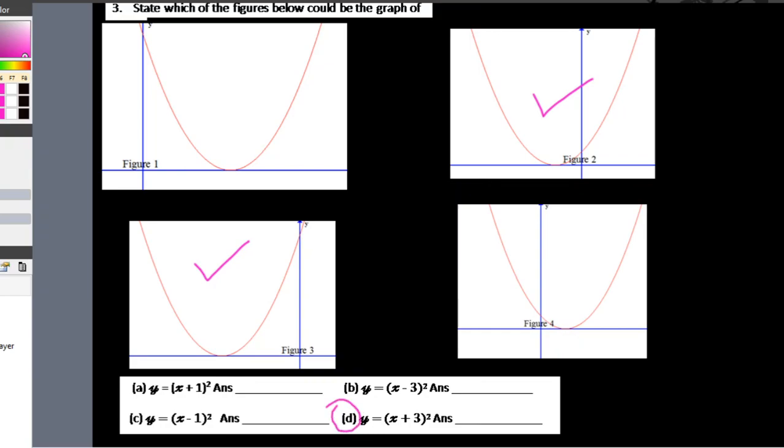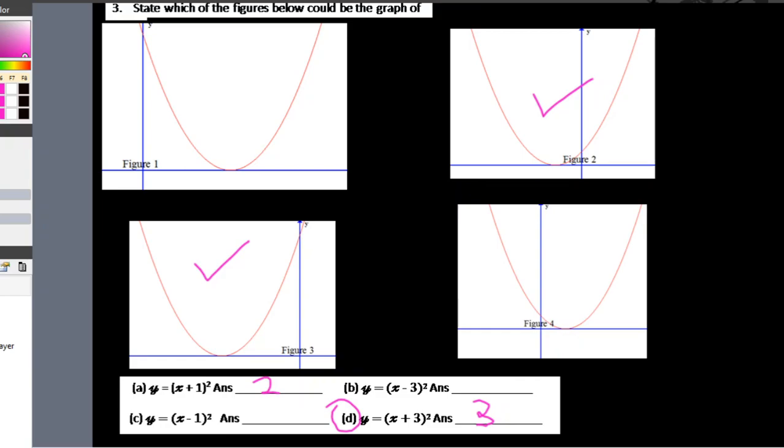Look at part D, which is (x + 3) whole square. So this one will move the graph 3 units to the left. So the graph for this will be figure 3, since it's further to the left, and the graph of part A will be figure 2.